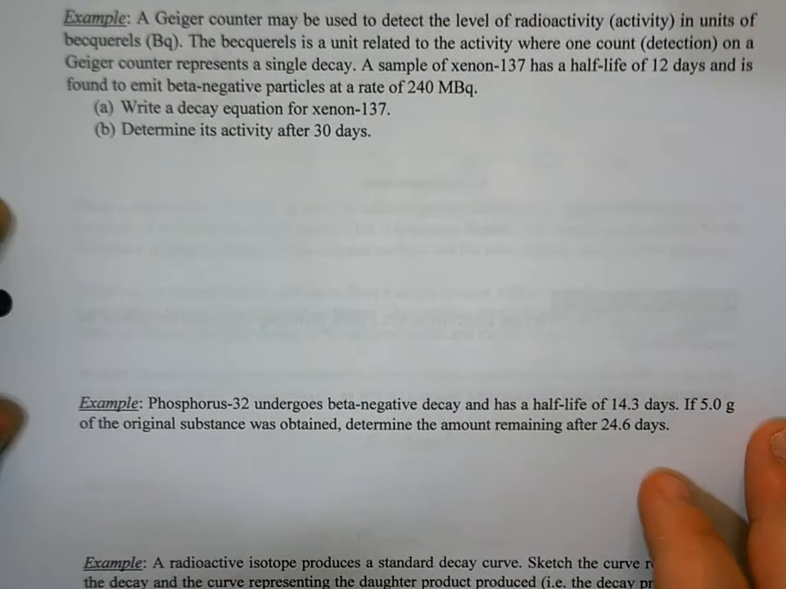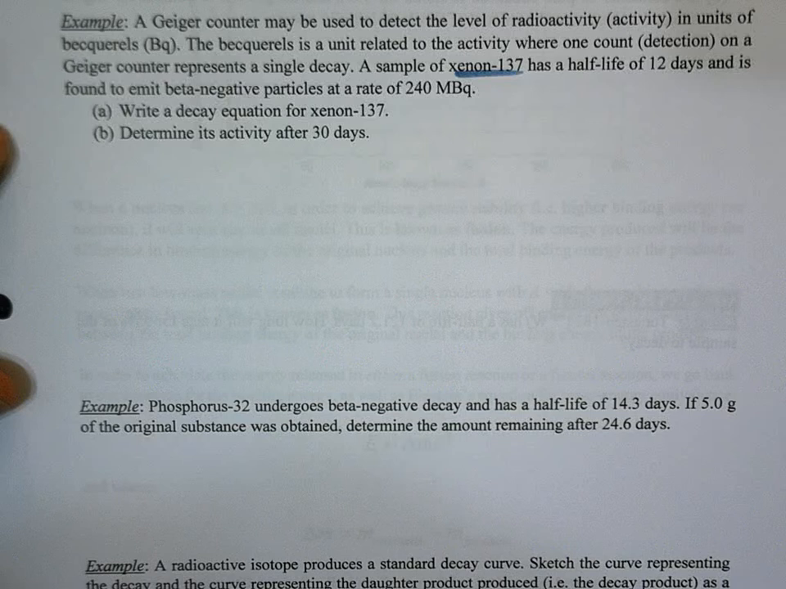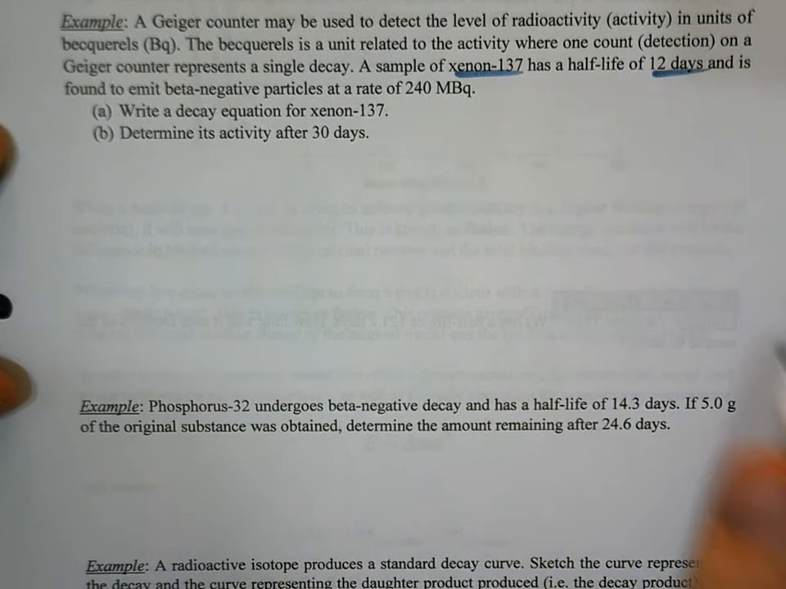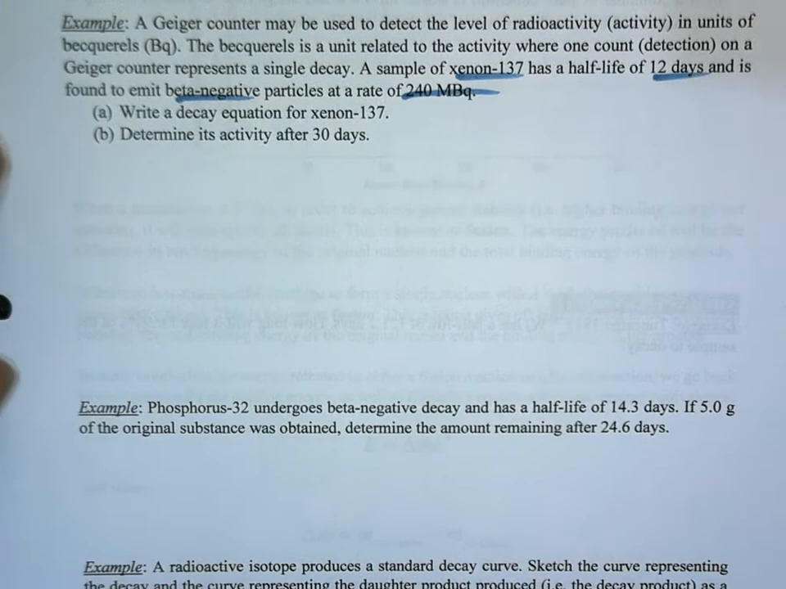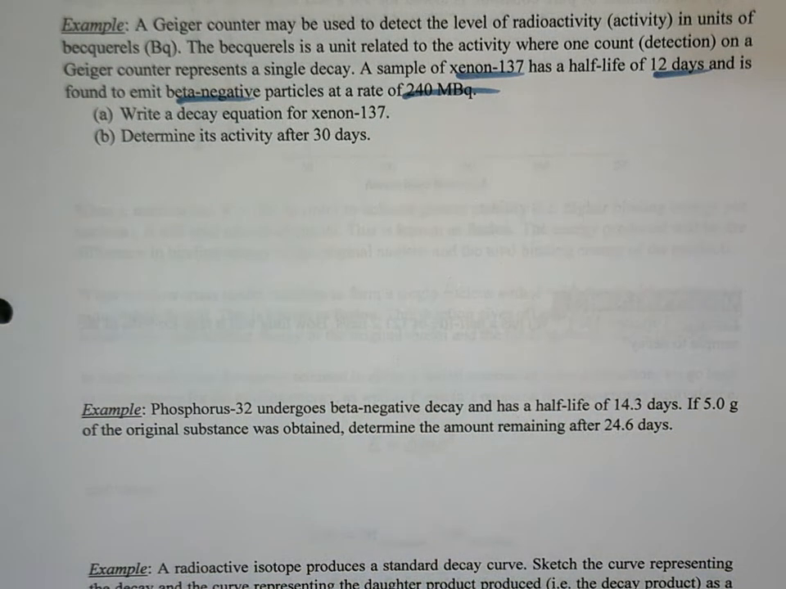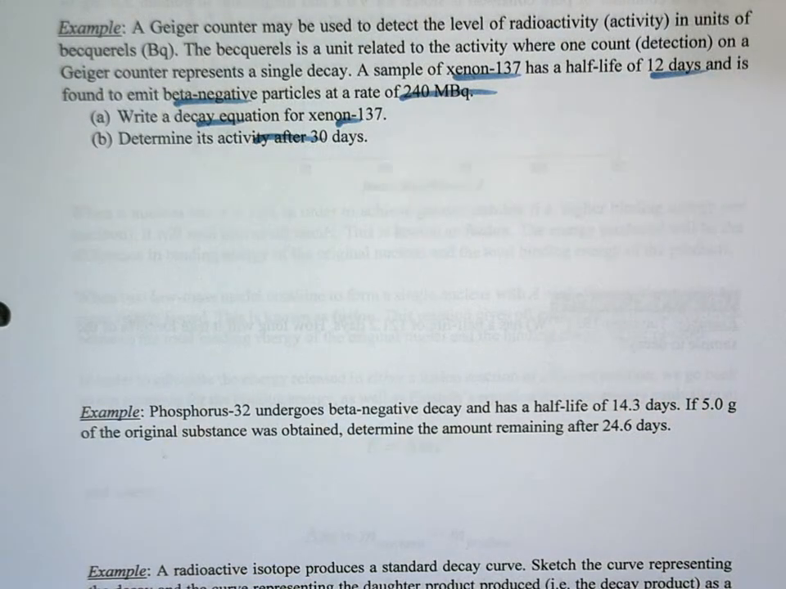So let's see what we got going on here. We have a Geiger counter. It can be used to detect the level of radioactivity in units of becquerels. So the becquerel is a unit of activity. A sample of Xenon-137 has a half-life of 12 days, and it is found to emit beta-negative particles at a rate of 240 megabecquerels. So we want to write the decay equation for Xenon-137 and determine its activity after 30 days.